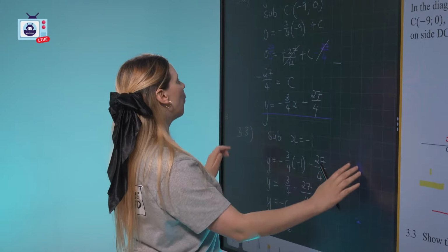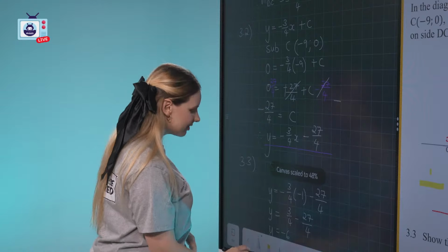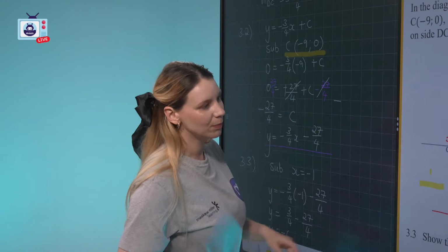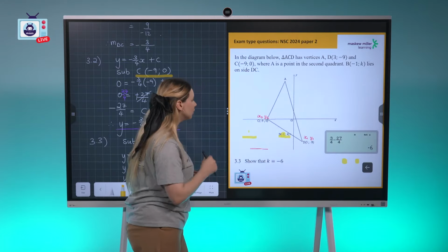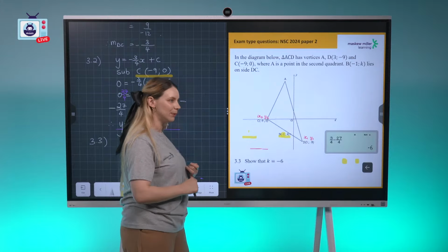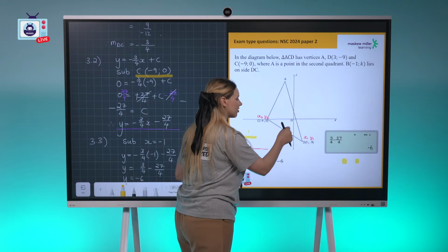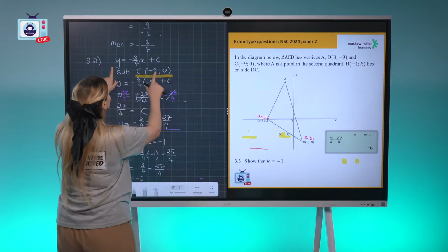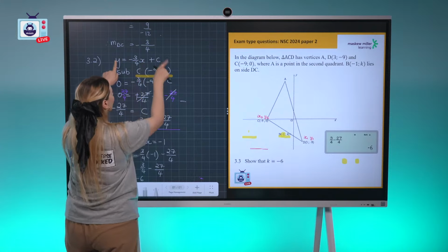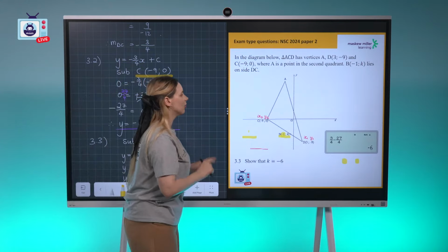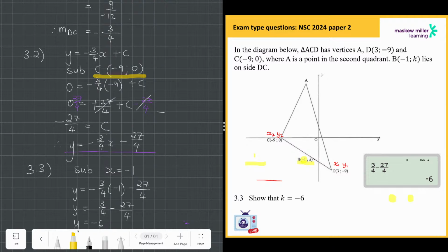So we have a question. The question was, why did I use point C instead of point B? Right, point B over here. Well, the reason I couldn't use point B was because I did not have the y coordinate of point B. I needed both the x and the y coordinate to sub into this equation. Here in 3.2, I needed to sub in an x and a y to solve for C. However, I could have used the coordinates D, 3 and negative 9 instead of C. You would have come to the same answer.